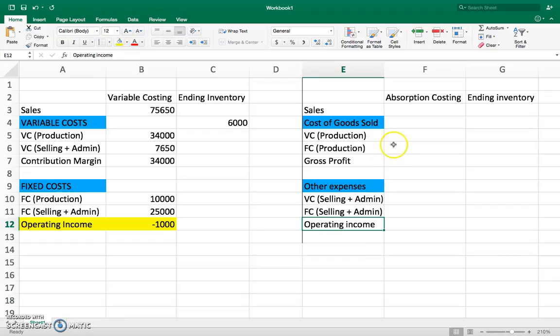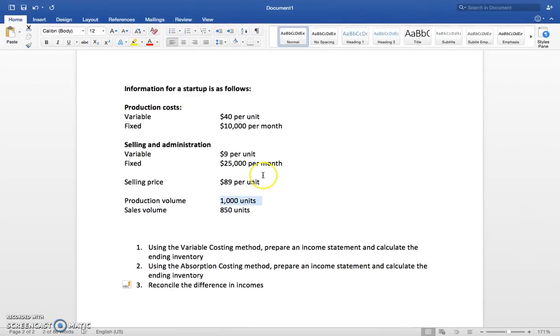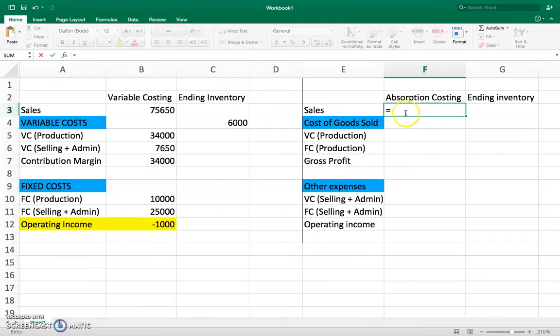Okay, so remember when I mentioned the first part uses the sales volume and the second part uses the production volume. Always remember that, guys. That is the key concept in this chapter, and that can really throw some students off, including myself. I was really confused about that, but then I made it a rule of thumb. I just remembered it for the exam. All right, guys, sales I'm not going to recalculate because sales is going to be the same, right? It's going to be $89 per unit times 850. That stays the same. Sales doesn't change between the two methods, so I'm just going to copy that here.